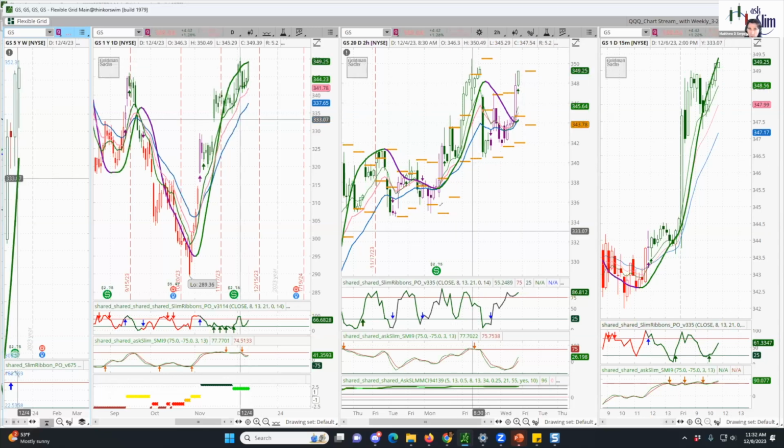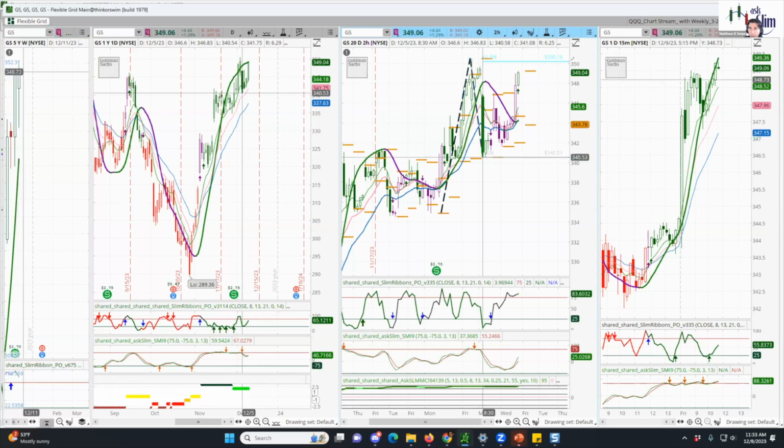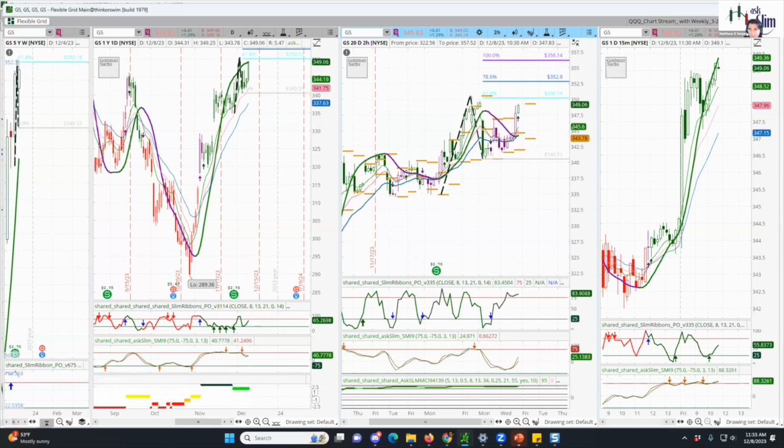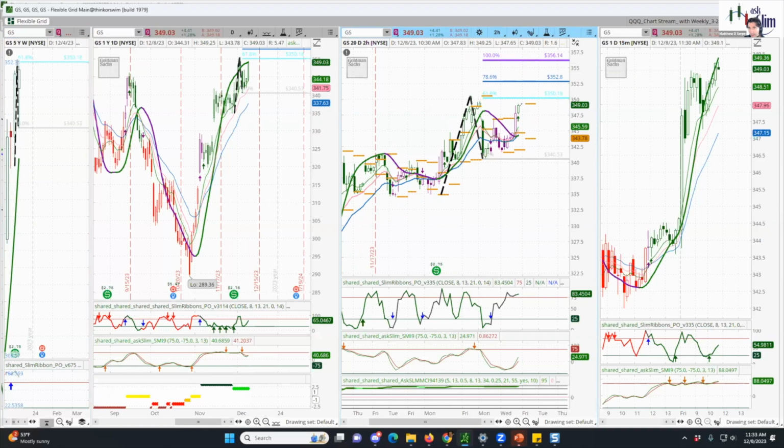And if I was looking at those targets based on that swing low, swing high, swing low here, then I would be looking in that near term 352 maybe to 356, where we might make that peak and then come back into some support area before we make that next advance.